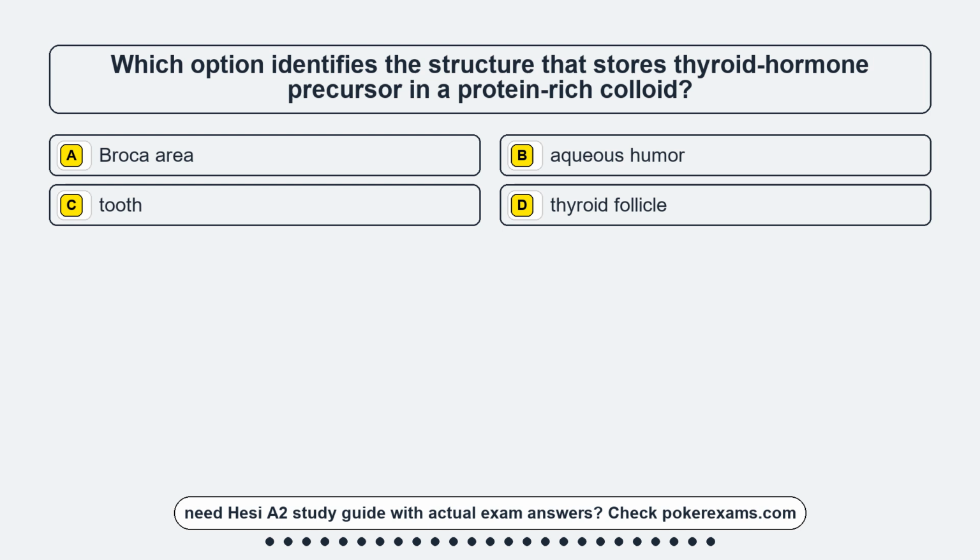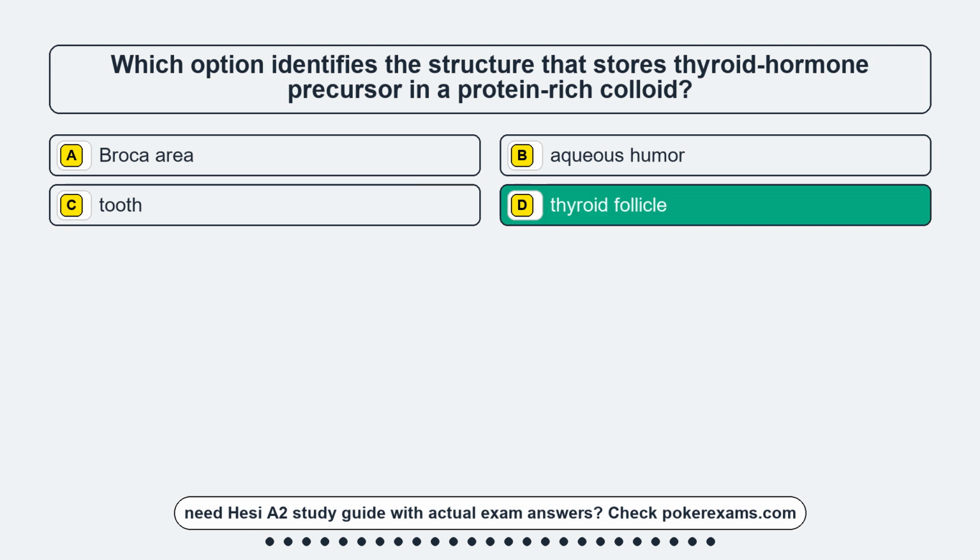Question 11. Which option identifies the structure that stores thyroid-hormone precursor in a protein-rich colloid? Option A, Broca area. Option B, aqueous humor. Option C, tooth. Option D, thyroid follicle.